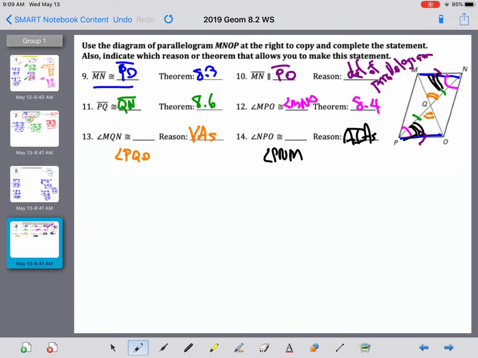So again, dealing with the 4 theorems, Theorem 8.3 is about opposite sides being congruent. Theorem 8.4 is about opposite angles being congruent. Theorem 8.5, consecutive angles are supplementary, add up to 180. And then Theorem 8.6, that the diagonals bisect each other. Good luck.